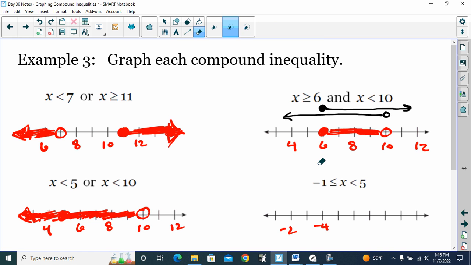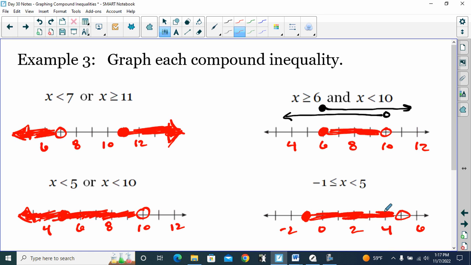-2, as I get bigger, -1, 0, 1, 2, 3, 4, 5, 6. x is between -1 and 5. Closed circle at -1. Open circle at 5. Shaded in between. I want x to be bigger than -1 but smaller than 5.